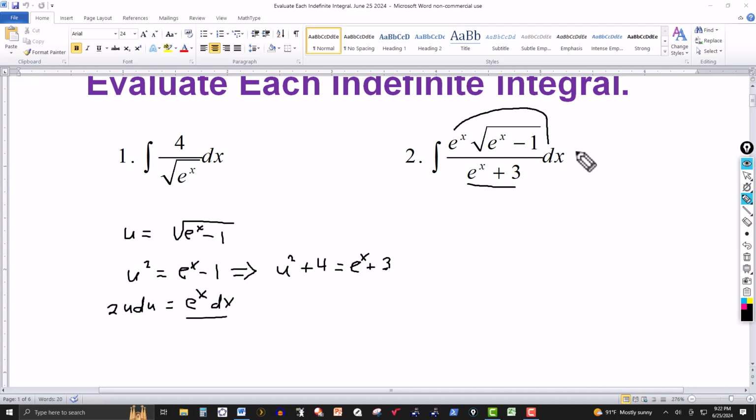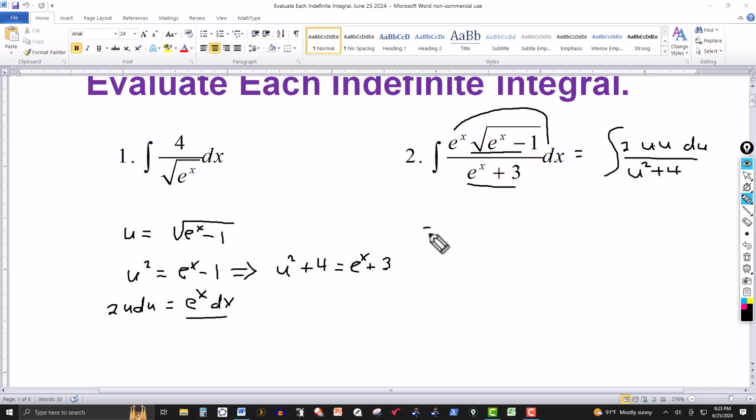Now I can rewrite this. So this is going to equal the integral. Okay, this right here, square root of e to the x minus 1, that's u. So this will be u right here. Remember I said the e to the x dx will be 2u du. I'll put the 2 here, then a u here, and then a du over here. And then for the e to the x plus 3, that's u squared plus 4.